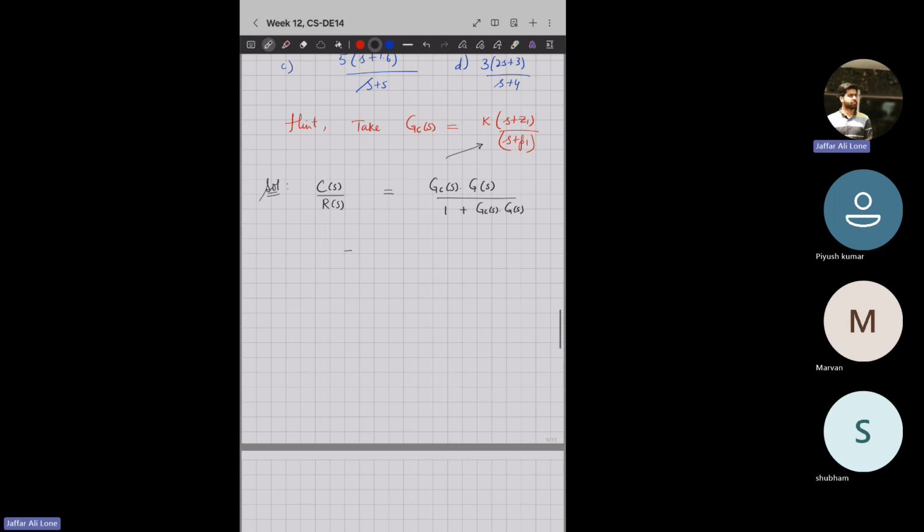We can solve it. What is Gc(s)? K into s plus z1 divided by s plus p1, into my G(s), the open loop transfer function, 1 over s into s plus 1, divided by 1 plus k into s plus z1.